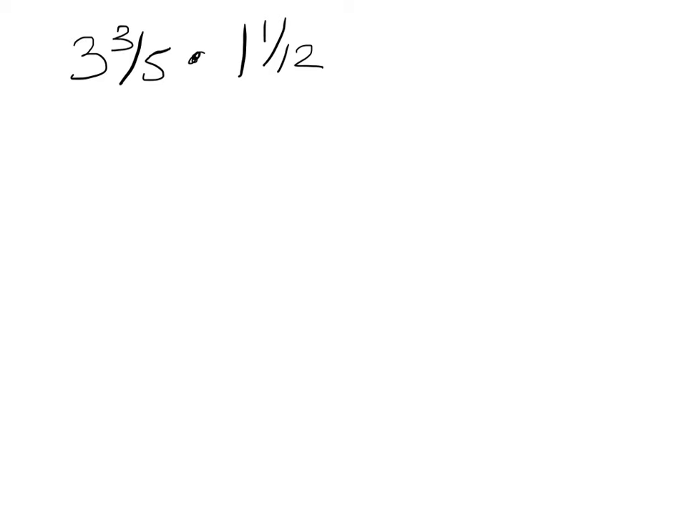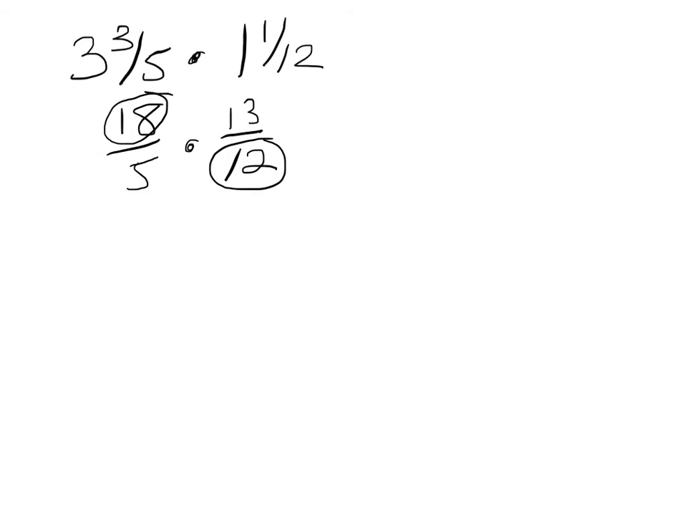It's not too bad. What you're going to do is you're going to rewrite your mixed numbers into improper fractions and then multiply. So 3 times 5 is 15. 15 plus 3 is 18. So I have 18/5. And then 1 and 1/12 is 1 times 12 is 12, plus 1 is 13/12. So I have 18/5 times 13/12. Now those numbers are looking a little bit big, and we're thinking, how am I going to multiply with those big numbers? But first, we're going to recognize that we have a common factor between 18 and 12.